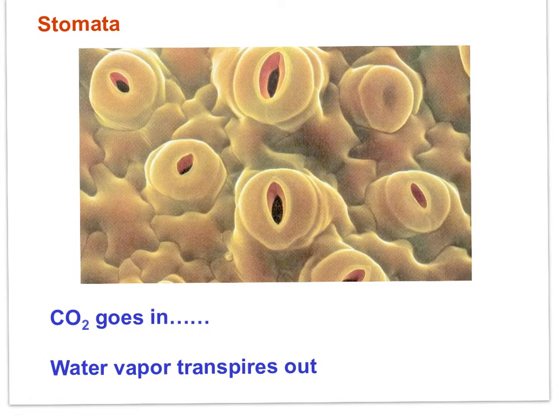Here is an image of the stomata, typically found on the underside of the leaf. Stomata are pores that allow carbon dioxide to diffuse into the leaf for photosynthesis. Open stomata also allow water to diffuse out in a process known as transpiration.